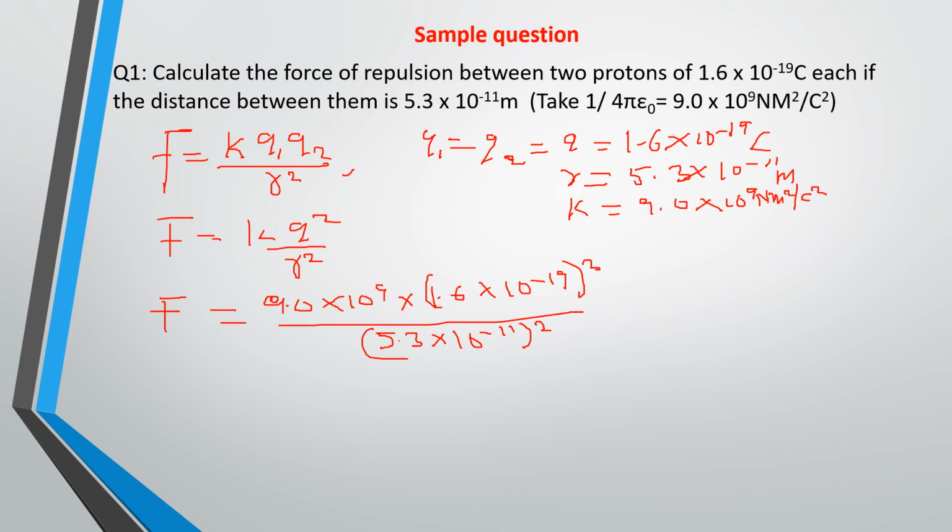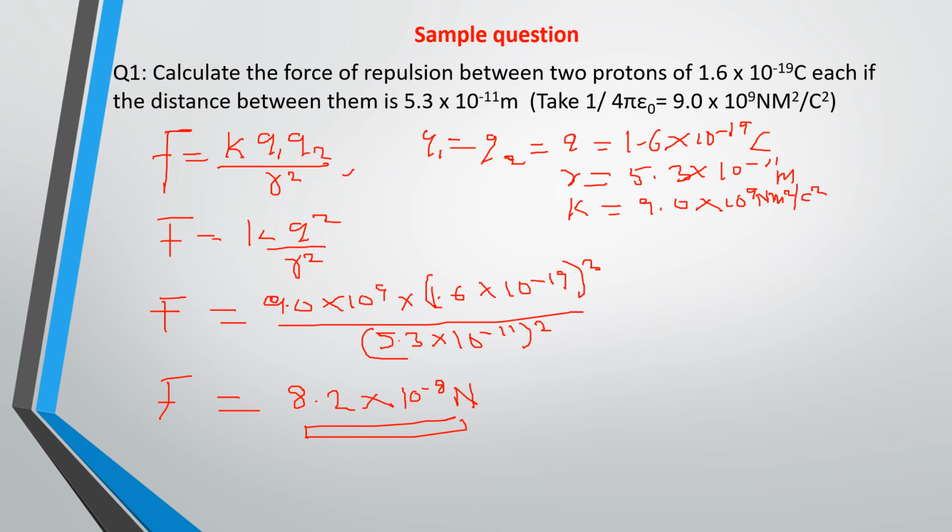That's okay. So by the time you work this out, you find that the force between the 2 protons is equal to 8.2 times 10 raised to the power minus 8 Newton. Okay, so this is how to find the force of repulsion or attraction between 2 charges that are separated by a particular distance.